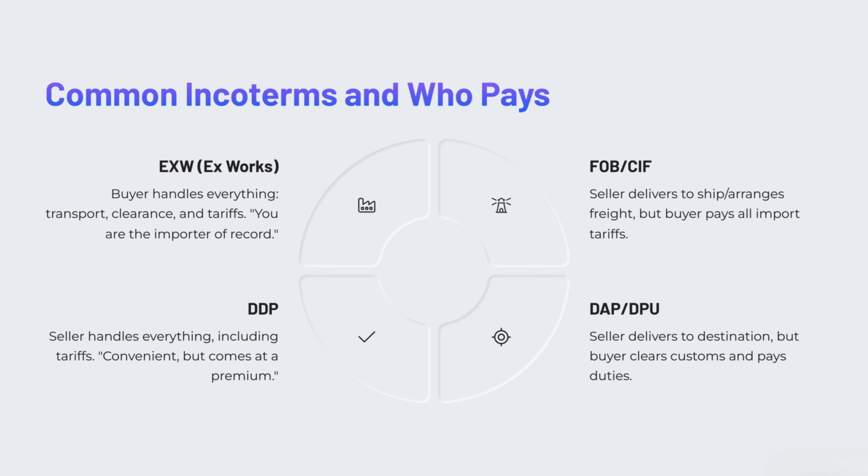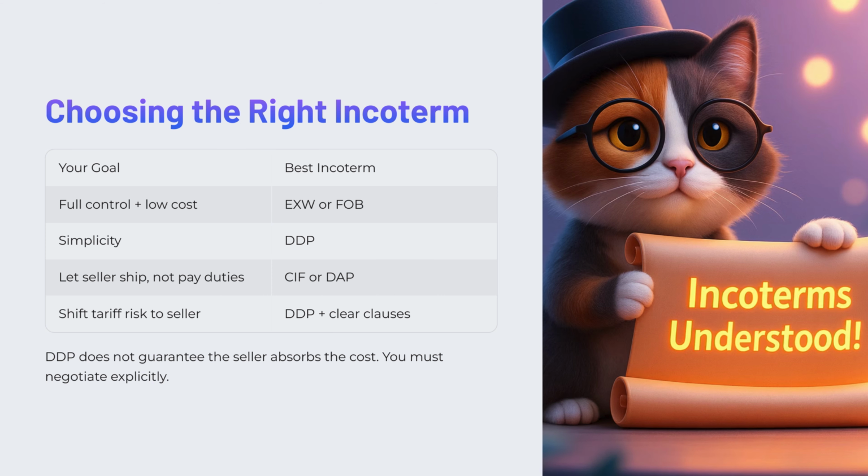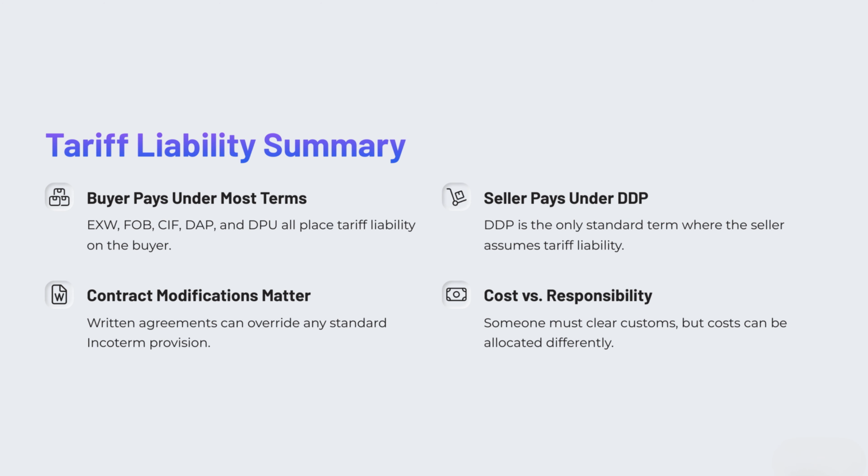Which Incoterm should you choose? It depends on your strategy. Want full control and low cost? Choose EXW or FOB. Want simplicity and no customs hassle? Go with DDP. Want the seller to ship but not pay duties? Choose CIF or DAP. Want the seller to absorb tariff risk? Choose DDP, but with clearly negotiated clauses.